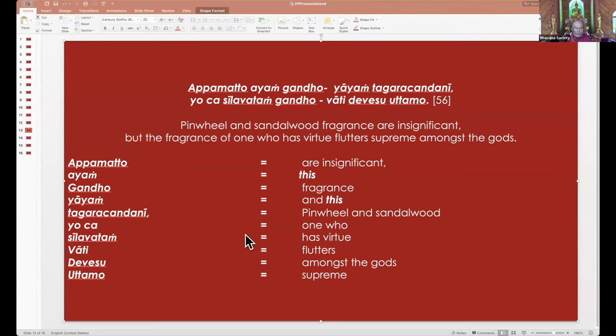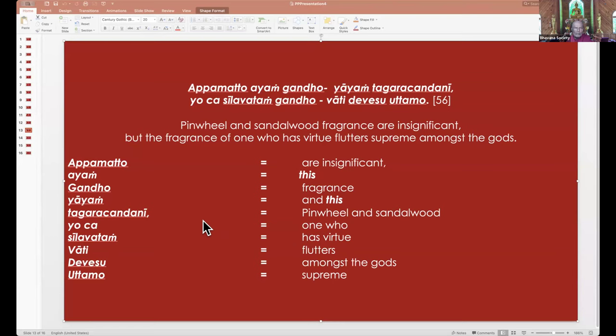Yoja means one who. Silavatam, has virtue. Vati, flutters. Devesu, amongst the gods. Uttamo, supreme.